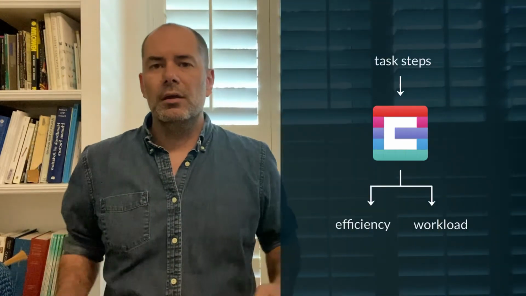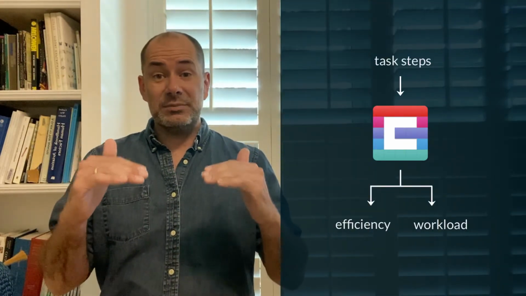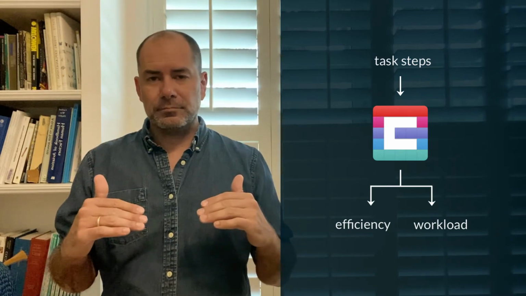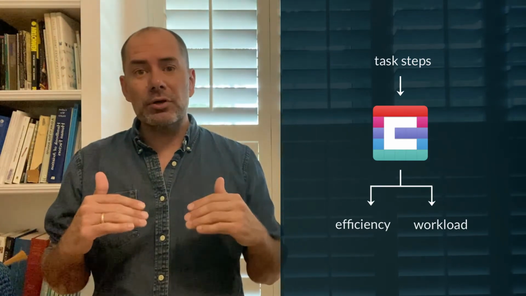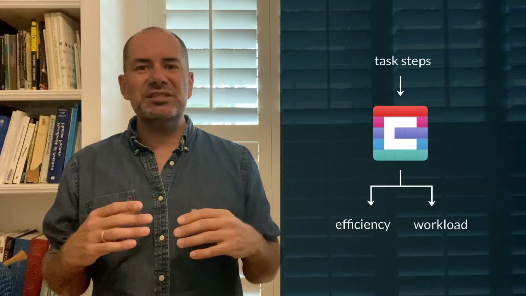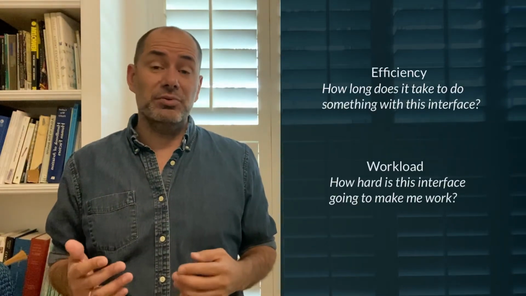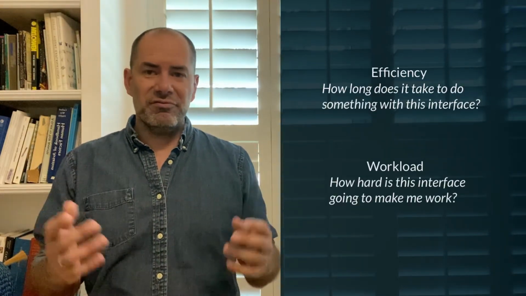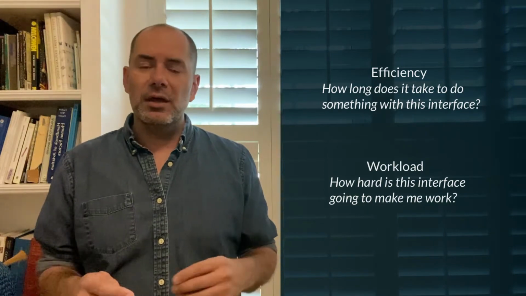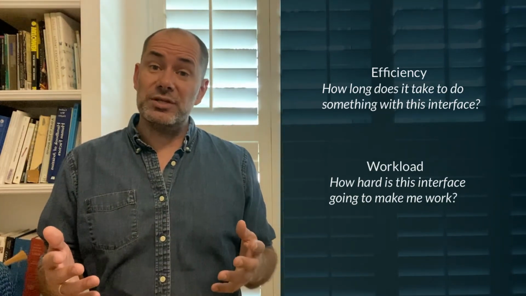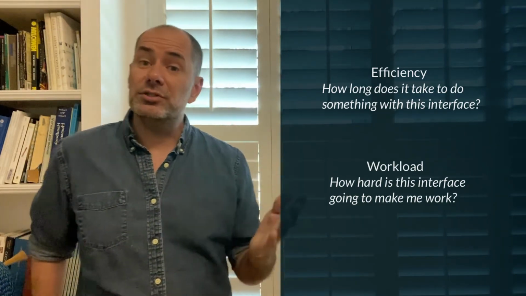Now let's talk about workload and efficiency. So we talked about the task steps that go in the Cogulator, and then the outputs are efficiency and workload. Efficiency is just how long is it going to take me to complete this task using this interface or during this procedure or whatever. And Cogulator makes those estimates in seconds. It's fairly straightforward.